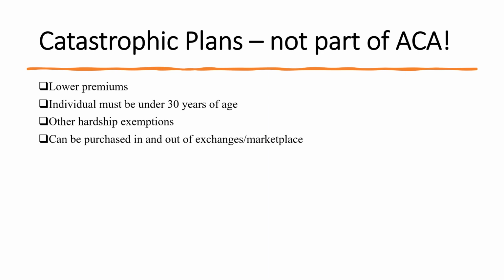But another limitation of it is you have to be under 30 years of age, though there are also some hardship exemptions that can apply as well. And you can purchase them in the exchanges, the marketplace, but you can also get them outside of the exchanges through a private health insurance broker as well. So what happens if you purchase insurance through the exchanges is that the individual or whoever's paying the premium.